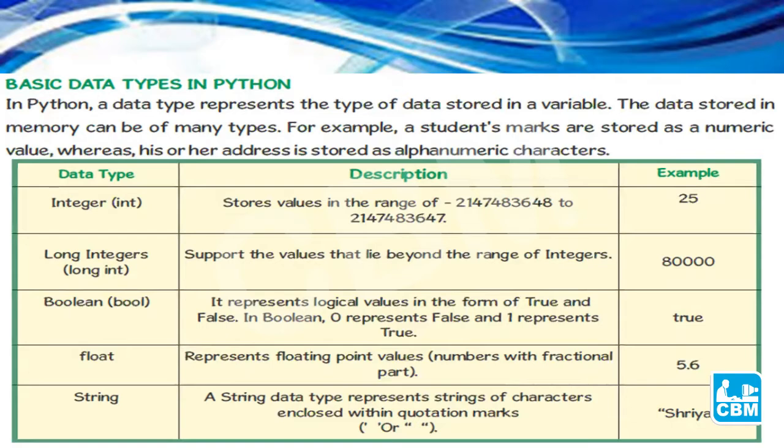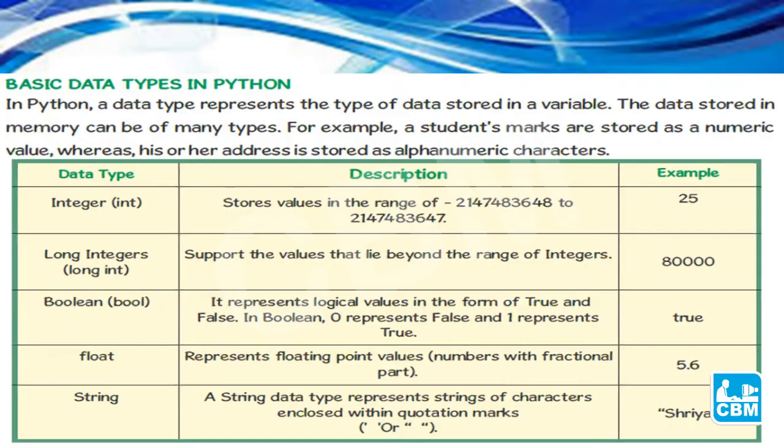Integer is one of the data types. It stores integers, that is 25, 35, or long integers is defined by long int. For example, 80,000 is a long integer. Boolean is another type of data type. It represents logical values in the form of true and false. 0 represents false, while 1 represents true.